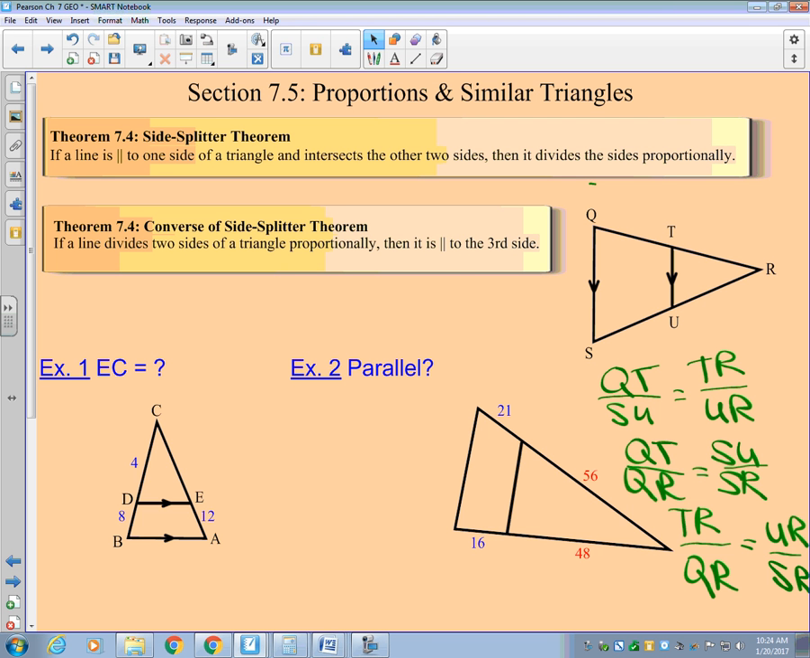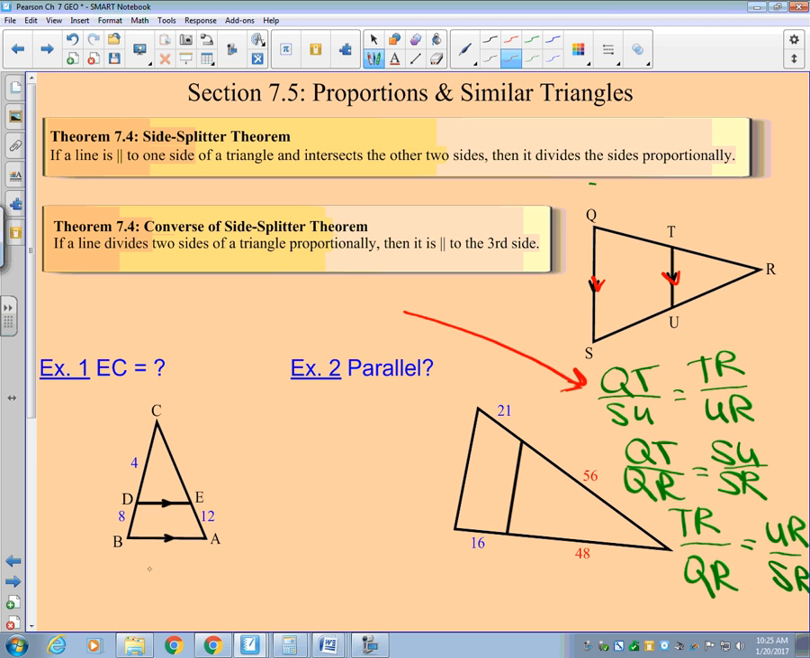The converse of the side splitter theorem says if I have two sides that are proportional, then it is parallel to that third side. So you can work your way backwards. If you can declare any of these proportionality statements, if you can declare that first proportionality statement, then you can say that the two lines are parallel.